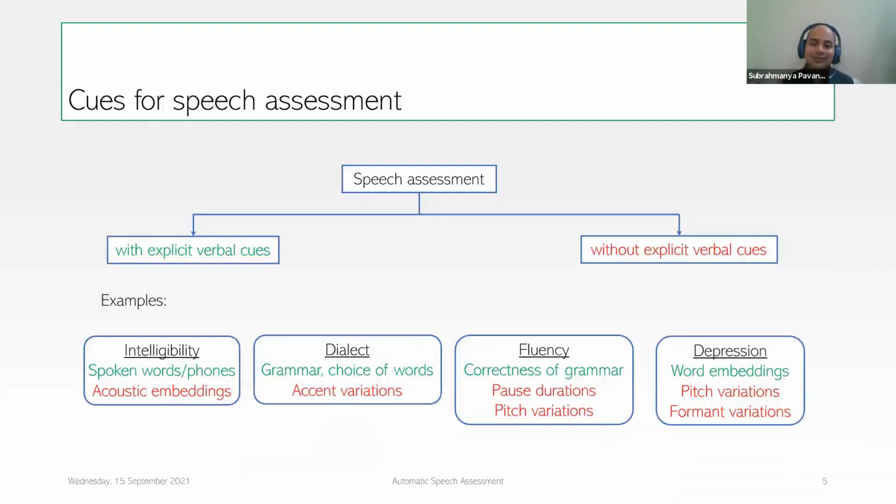So there are two aspects why we want to not rely on explicit verbal cues. The first thing is the transcriptions require significant additional time, effort, and money. And in the second case, in today's world, the privacy of users' data is of a concern. And by not using text transcripts, we will be preserving one modality at least.